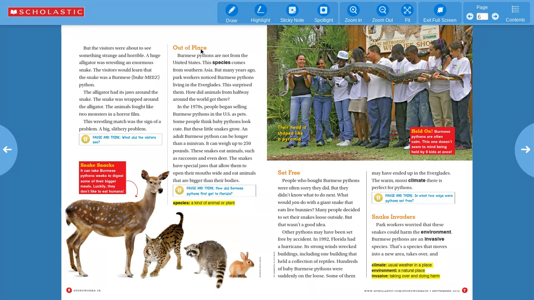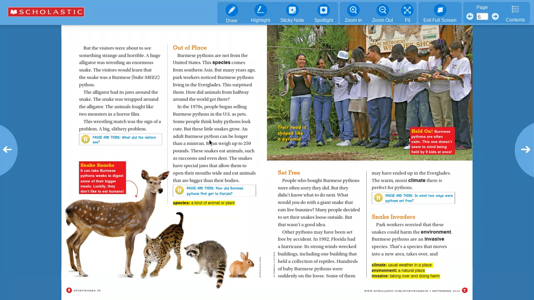Out of place. Burmese pythons are not from the United States. This species comes from southern Asia. But many years ago, park workers noticed Burmese pythons living in the Everglades. This surprised them. How did animals from halfway around the world get there? In the 1970s, people began selling Burmese pythons in the U.S. as pets. Some people think baby pythons look cute, but these little snakes grow.